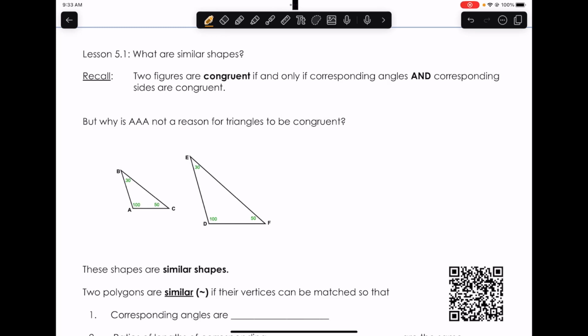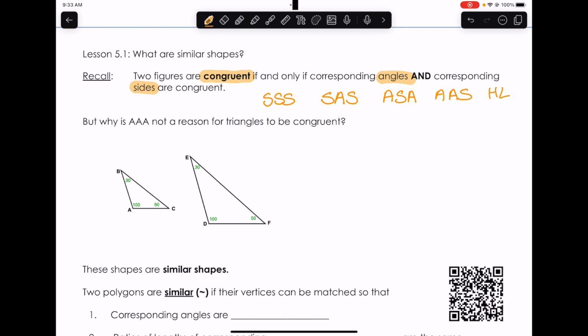So our new unit is all about similarity. We have been talking a lot about congruent. Congruent is when everything is exactly equal, right? So the angles and the sides are congruent. And when we were talking about triangles, there were a bunch of different ways that we could prove congruence, right? We could do side, side, side, side, angle, side, angle, angle, side, and HL.